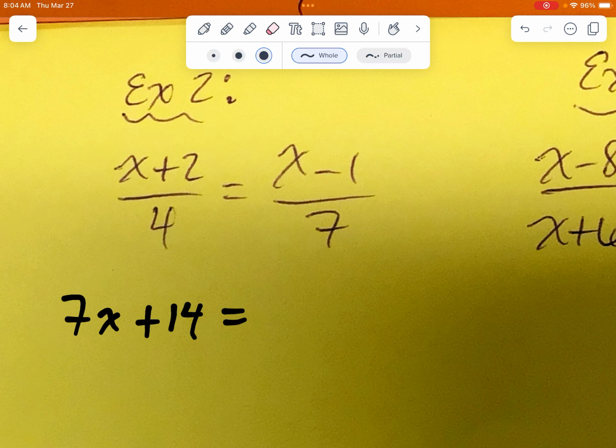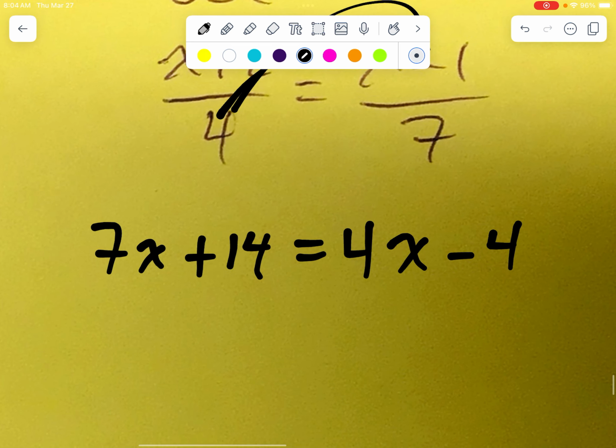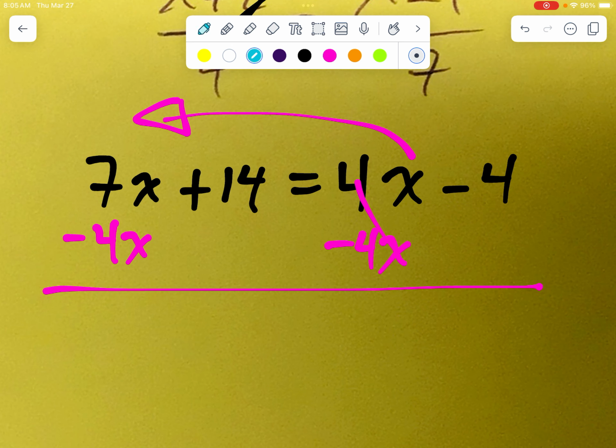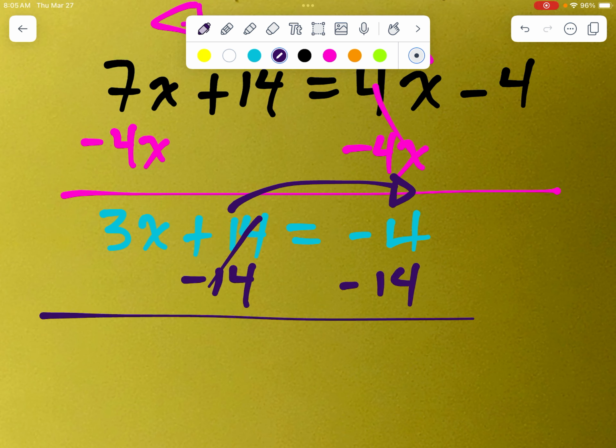Now we're ready to cross distribute the 4 times the x. 4 times x is 4x. 4 times negative 1 is negative 4. This time I'm going to move the 4x to the left because I want to work with positive values of x. So I'm simply going to subtract 4x from both sides. And that leaves us with 3x plus 14 equals negative 4. We need to move the 14 to the other side because we're trying to get everything away from the x's. So we minus 14, minus 14. 3x equals negative 18.